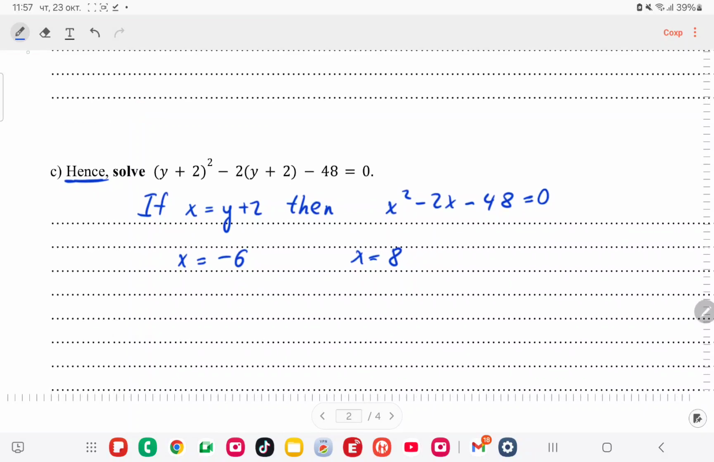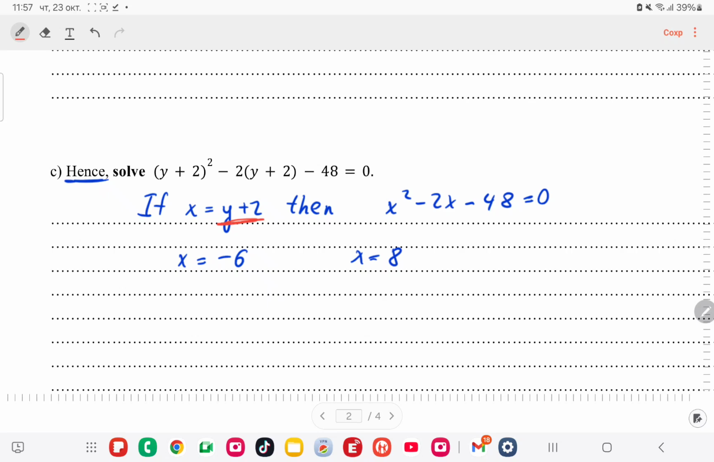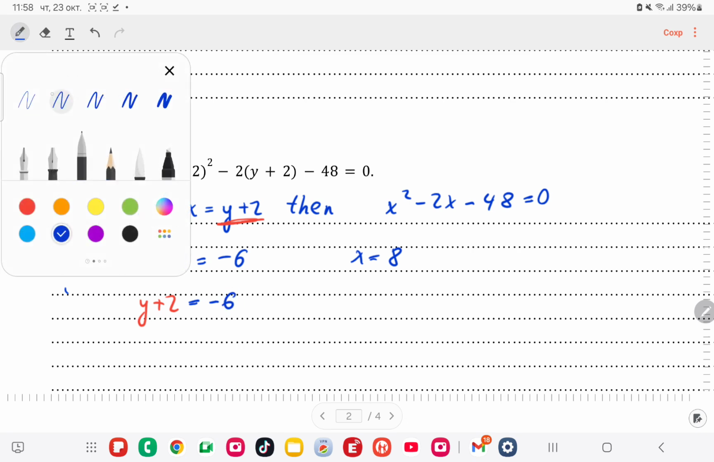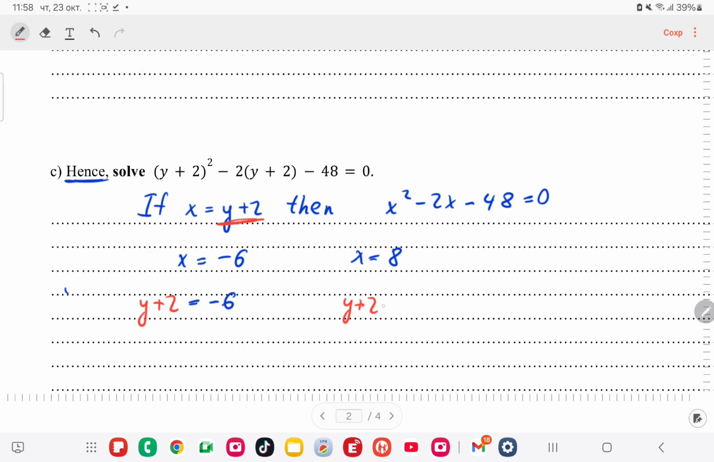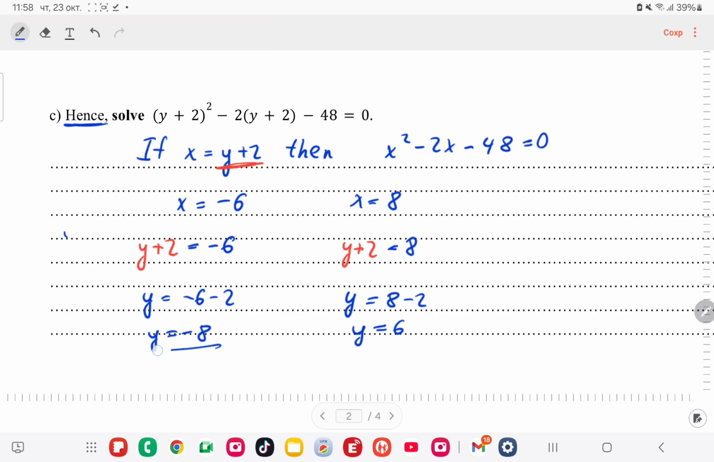And now we just substitute y plus 2. So y plus 2 is equal to negative 6, and again y plus 2 is equal to 8. Now we should solve each equation separately. y is equal to negative 6 minus 2, which is negative 8, and here 8 minus 2 is 6. So we have two answers: negative 8 and 6.